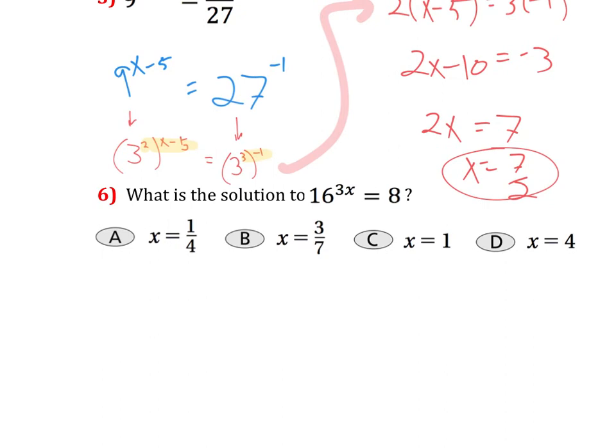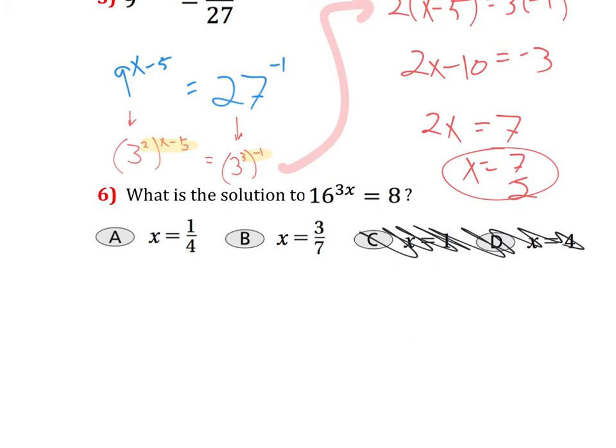Okay, number 6. A problem you might see on an SAT or ACT. 16 to the 3x power equals 8. Well, I can already rule out some of these values, right? I can rule out 1 because 16 cubed is definitely not 8. And 16 to the 12th certainly is not 8. So these two are a little too ridiculous. But we might be able to figure out which one of the two would work here.